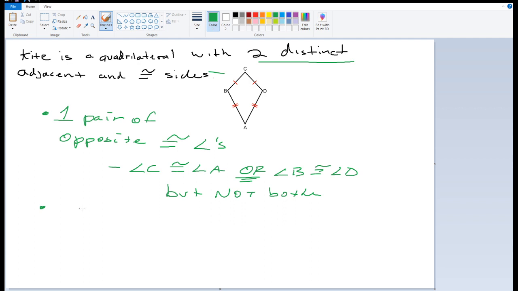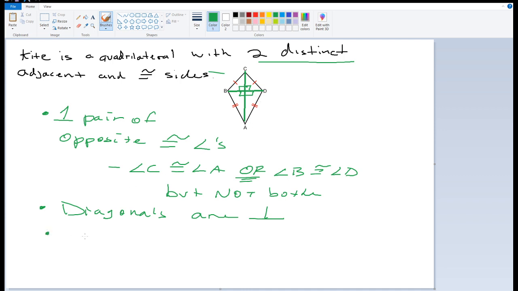Additionally, we can also say that in a kite, the diagonals are perpendicular. So that means that CA and BD are perpendicular, which means this angle here is 90 degrees. All of these angles are 90 degrees, and so forth.